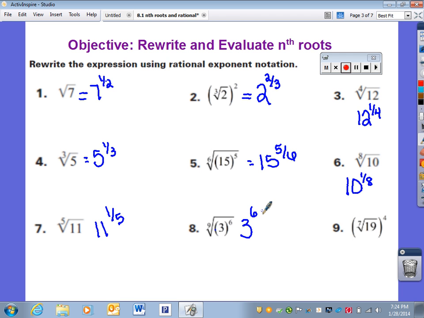In the next example, our base is 3. 6 is our exponent, and 9 is our root, which becomes our denominator. We can also treat rational exponents as fractions in the fact that they can be reduced. So 6/9 can be reduced by dividing both by 3, and that becomes the 2/3 power. In our last example, where we are rewriting our roots as rational exponents, we keep our base of 19. Our exponent is 4, and our root is 7. So this will be 19 to the 4/7 power.